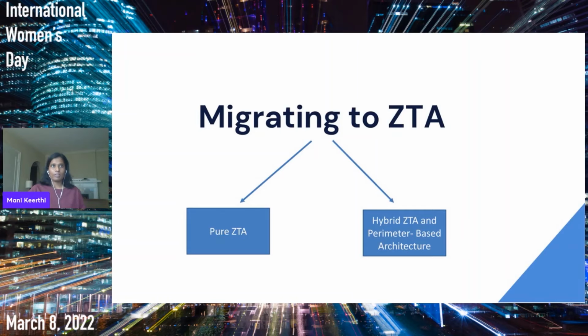One is pure zero trust architecture. This is basically building a zero trust architecture from the ground up. In reality, this is rarely a viable option, because for any organization with an existing network, there might be times when an organization is asked to fulfill a new responsibility that requires building its own infrastructure.